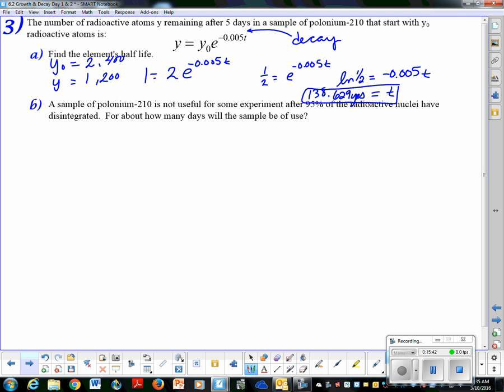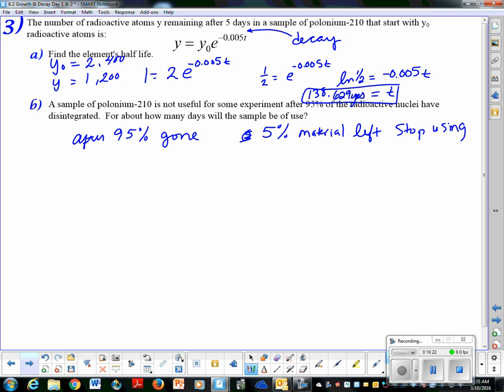Part B says a sample of polonium-210 is not useful for an experiment after 95% of the radioactive nuclei have disintegrated. For about how many days will the sample be of use? So after 95% of it's gone, it's no longer usable. That means basically that when I get down to not 50, but 5% of the material left, I should stop using it.